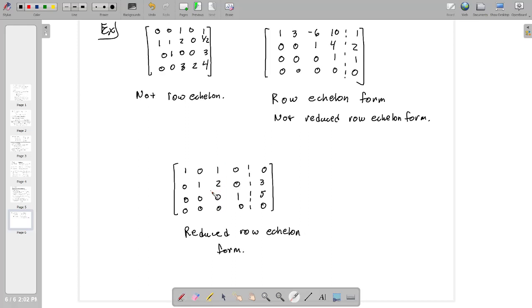Because this column has a 1 and a 2 here, it doesn't matter, because this 1 and 2 are not above or below any leading entry. And that's important to note.